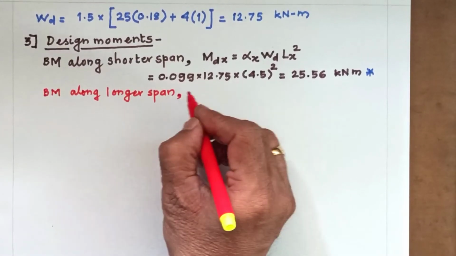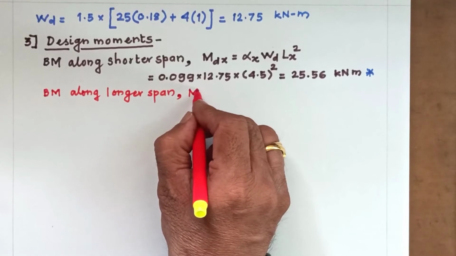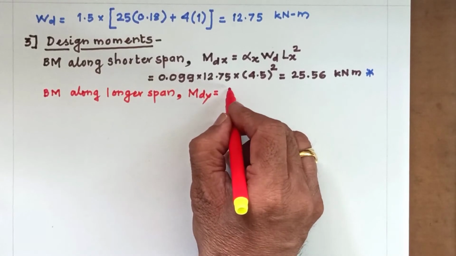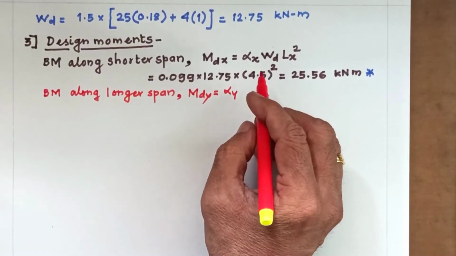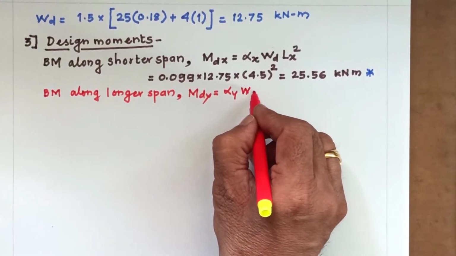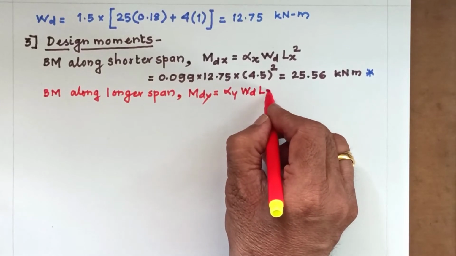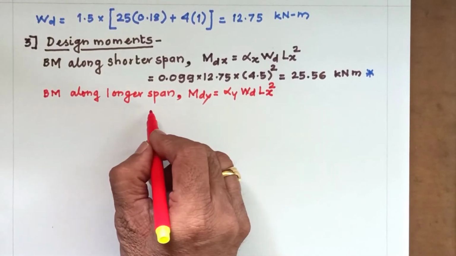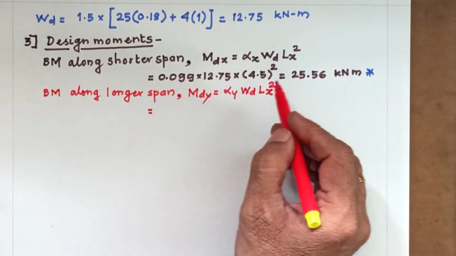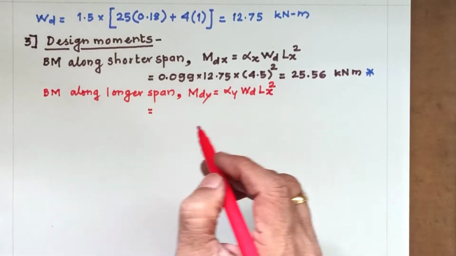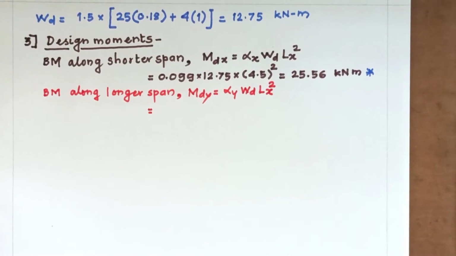Which is denoted by My or Mdy. D for design, Mdy is equal to, mind well, only alpha x will change to alpha y. Wd will be as it is, and Lx square will also be as it is. Please mind carefully that in case of Mdx it is Lx square, therefore in case of Mdy it is not Ly square, it is Lx square only, because we are designing the two-way slab for the span Lx.